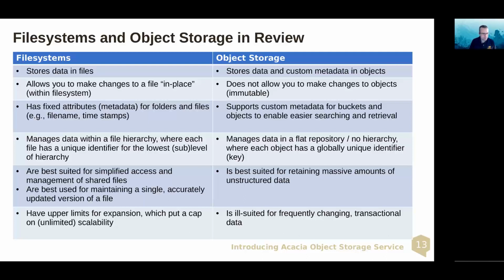A file system has upper limits on expansion, so it's not really scalable. If Pawsey got to their storage capacity with Acacia, they could easily add more hardware and increase the capacity of the storage system. That's not so easy to do. It can be done, but it's not so easy to do with a file system.